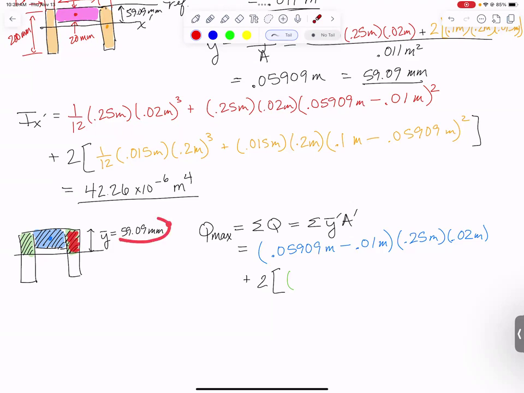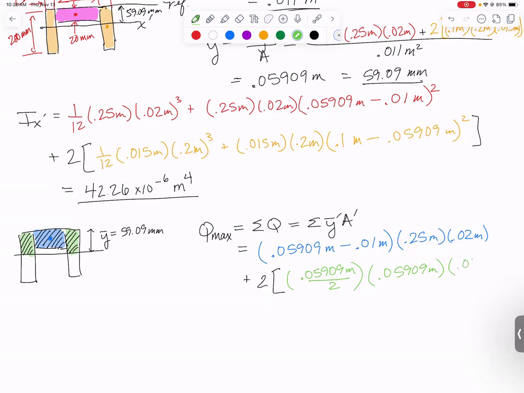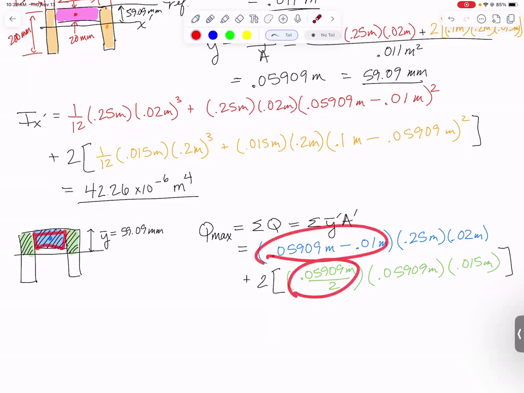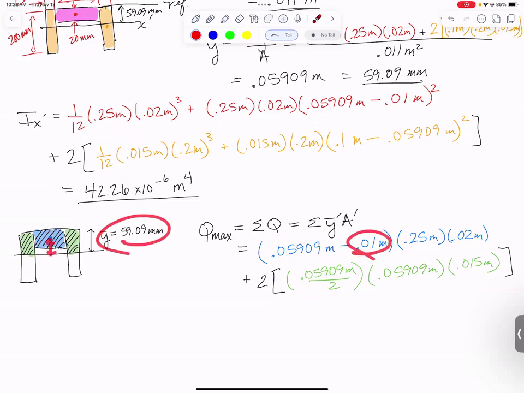The green shape is 59.09 millimeters long, so its centroid would be exactly half of this distance away. So my y bar prime for these is just going to be 0.05909 meters divided by 2. And then my area would be 0.05909 meters times how wide it is, which was 15 millimeters, 0.015 meters. These are the y bar primes. For this blue rectangle that hasn't been cut at all, it's just the distance between the whole centroid location and the centroid of the blue rectangle. It is 20 millimeters tall, so its centroid is 10 millimeters down. So you just take 10 millimeters away from this number to get that distance.